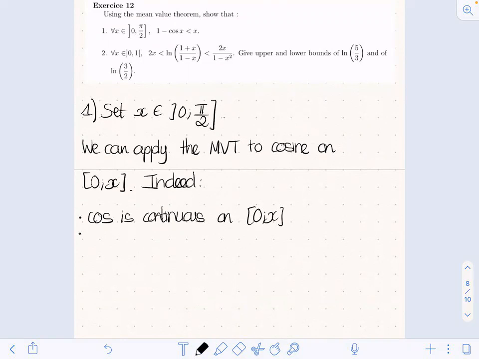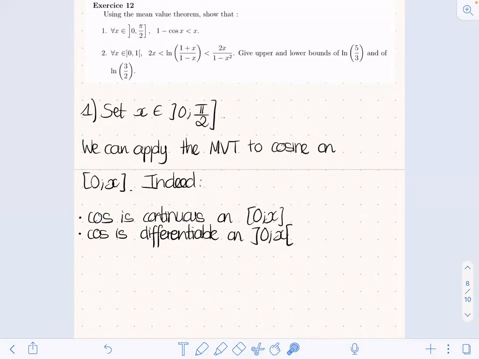What other property do we need? It has to be differentiable on the interval, but the interval without the extremes, not included. Yeah, exactly. So we need to be differentiable on the open interval, so on 0x, but we don't need the bounds to be included. And of course, one thing that we can note is that cosine is actually continuous and differentiable on the whole of R, and it's even C infinite on the whole of R. But we just need these two specific properties.